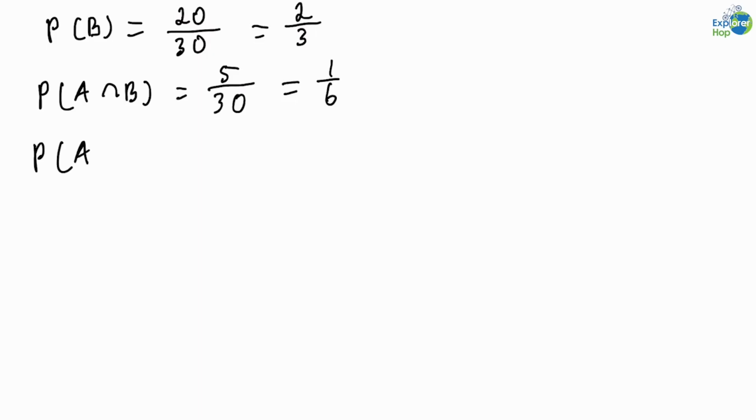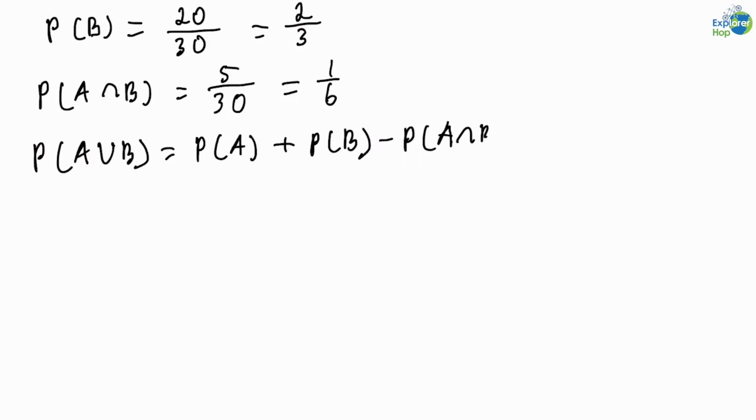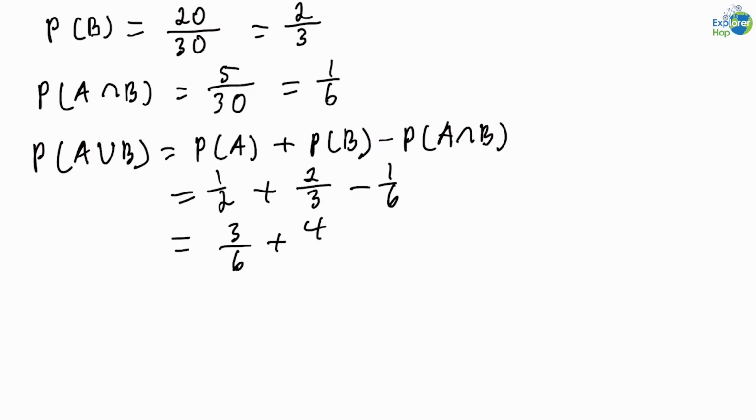So the probability of the union of A and B is just equal to the probability of event A plus the probability of event B minus the probability of the intersection of event A and B, which is just equal to 1/2 plus 2 over 3 minus 1 over 6, which is equal to 3 over 6 plus 4 over 6 minus 1 over 6, which is equal to 6 over 6, which is just equal to 1.